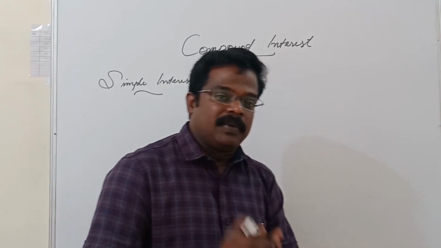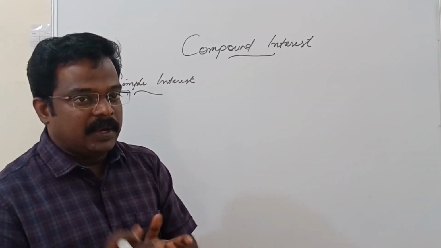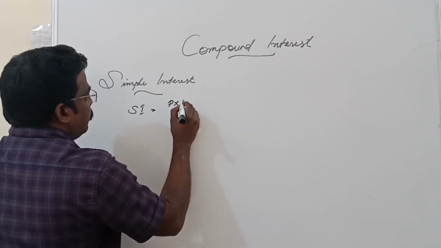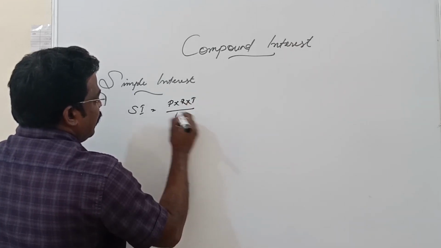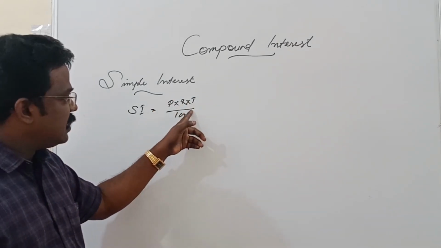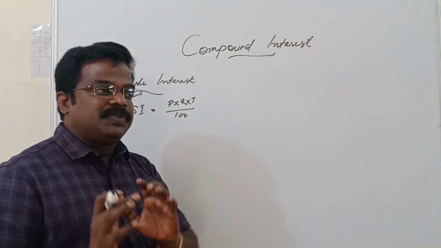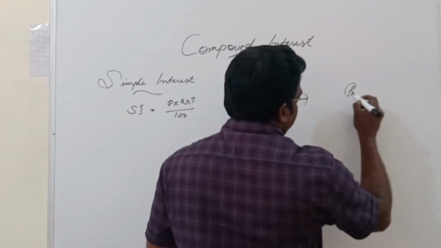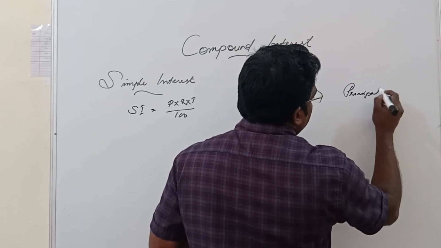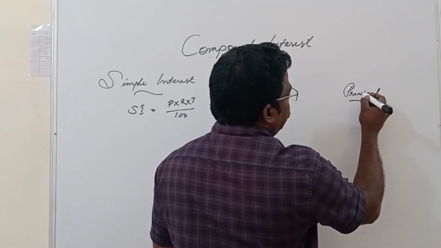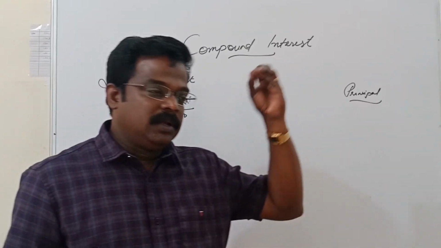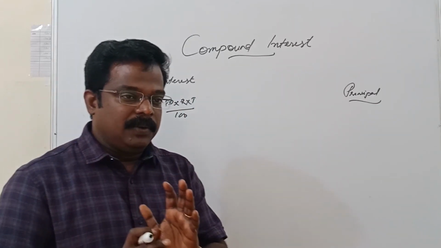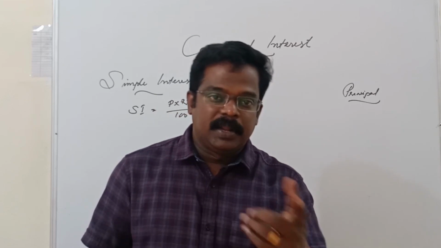So first of all, we can see how we can calculate simple interest. You learned one equation last year, that is simple interest equals P into R into T by 100. So here you want to know what is P, what is R and what is T. The amount which we borrowed from the bank, that is called principal. The money which the bank has provided you, that is called principal.